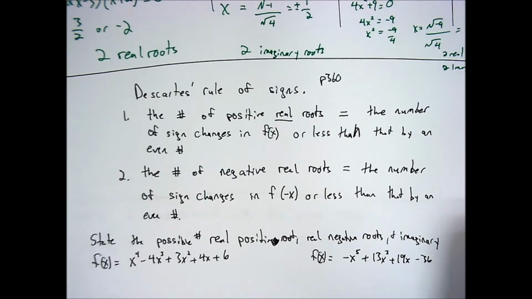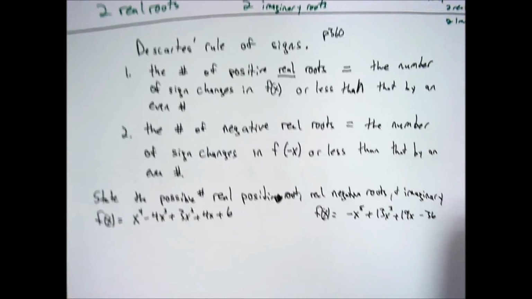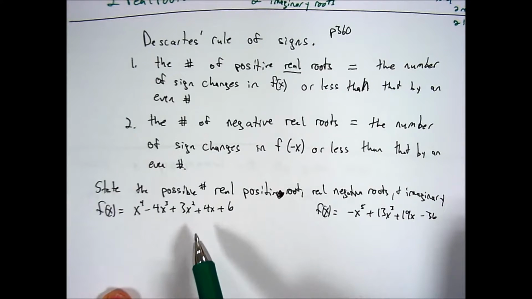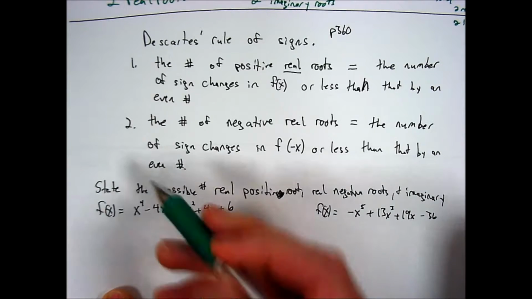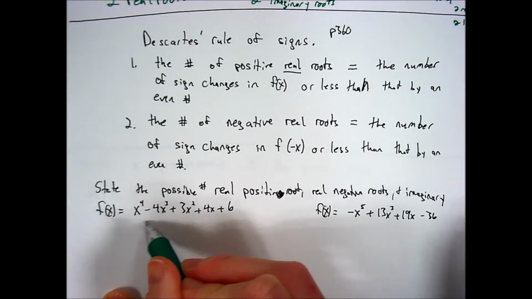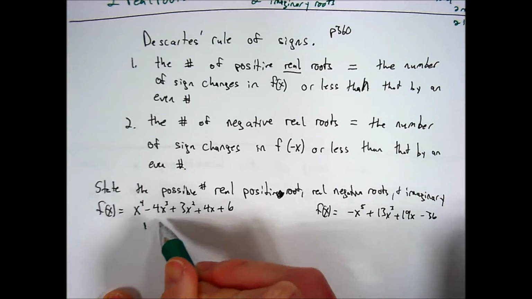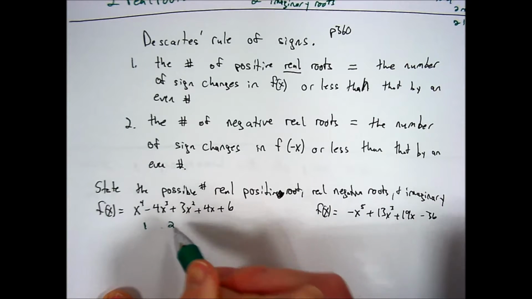The number of negative real roots is equal to the number of sign changes in f of negative x, or less than that by an even number. So let's see what that looks like. The f of x for the positive ones is pretty easy because you don't have to change anything. So I'm looking for sign changes. Positive to negative, there's 1. Negative to positive, there's number 2.